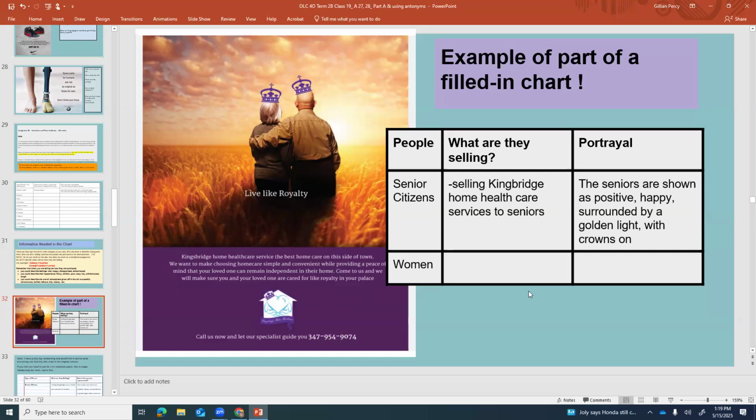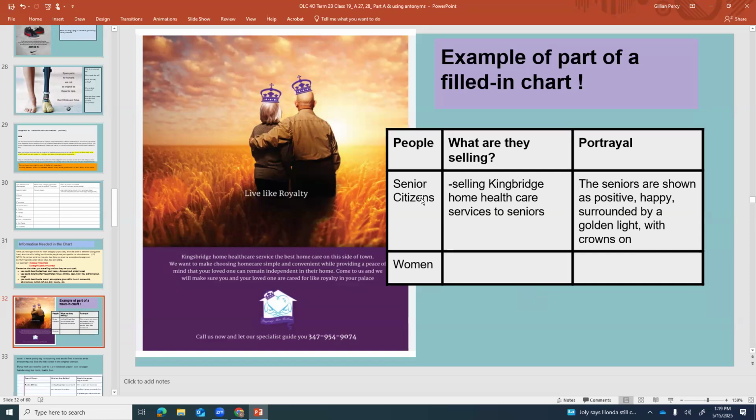What are they selling? They are selling something called Kingsbridge Home Healthcare Services for Seniors. How are they being portrayed? Well, the seniors are shown in a pretty positive light, right? They still seem relatively healthy. We can't really see their faces, but they seem more or less happy because they've got this big golden glow around them with crowns on them, like they're the king and the queen. So that's how they're being portrayed, okay?